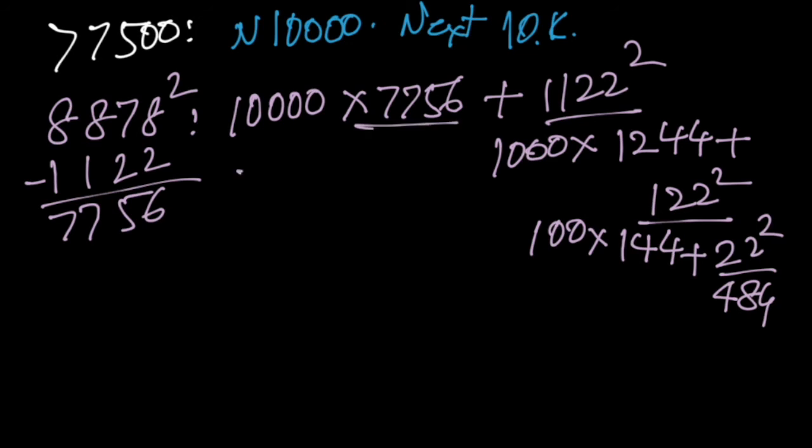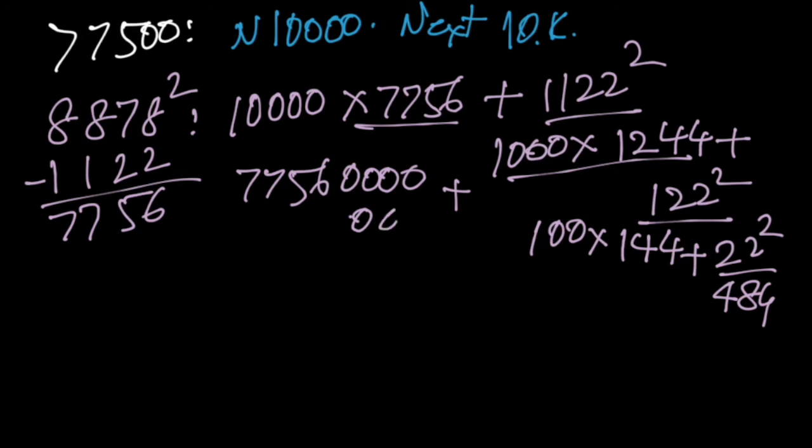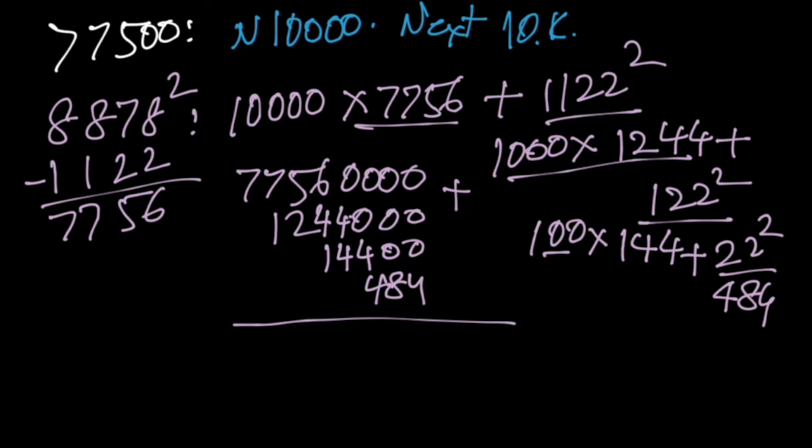So, this becomes 7756 with 4 zeros plus we got 3 zeros here and 1244 here, then we got 2 zeros and we got 144, then we have 484. So, this becomes 78842884, again 8 here, then 10 11 here, then 8 here, then 8 here and 7. Now, let us do the same thing with D50 technique.